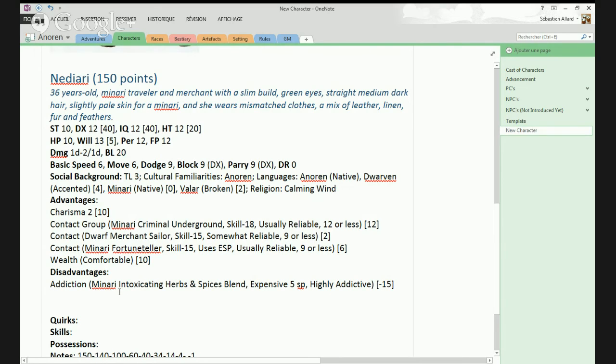Okay, another disad I had in mind was enemies. You know, in pulp or fantasy, it's common to have enemies. So I'm gonna give her rivals, and maybe people who want to do her harm, to her business or maybe personal business. So enemies: a rival merchant clan.